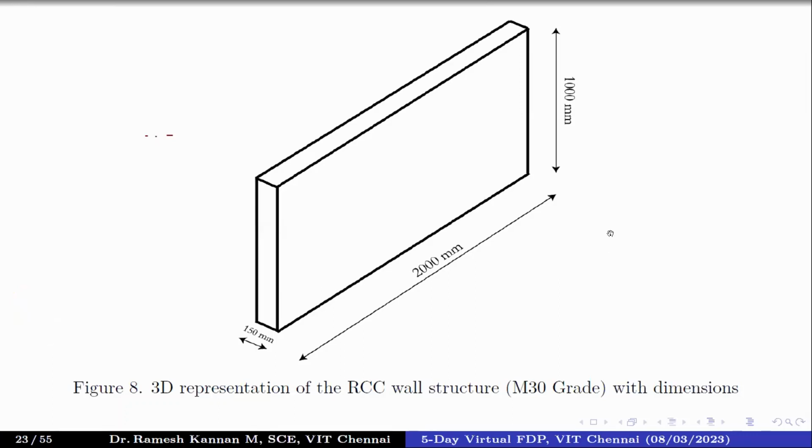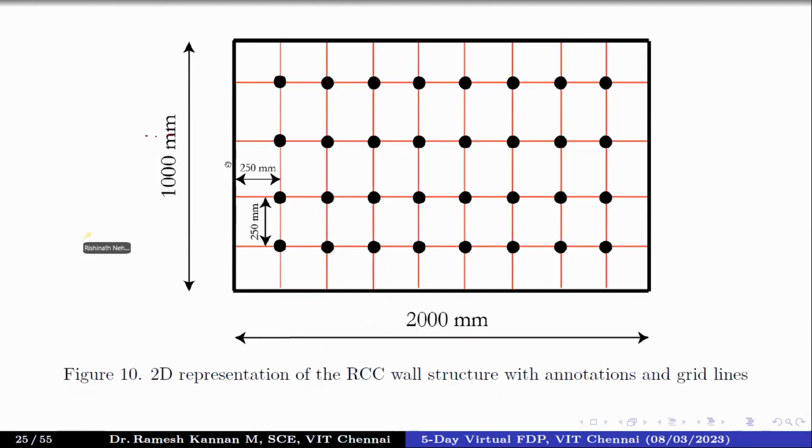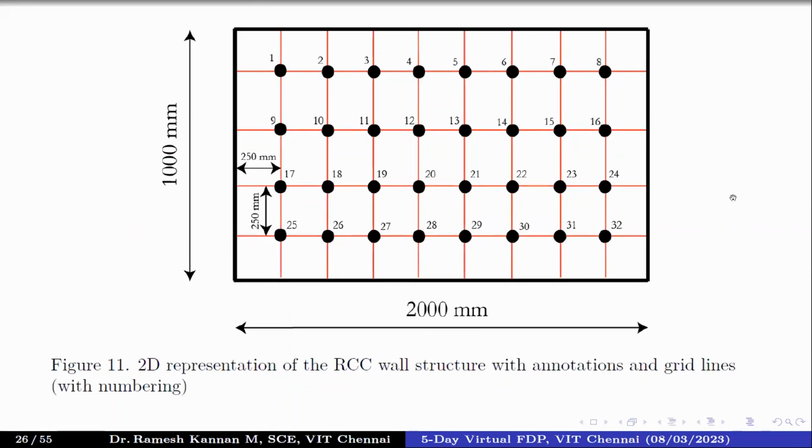Right? So this structure of 1 meter by 2 meter, 150 mm thick, is a planar surface. It's a wall structure, and we'll divide it into grids of equal spacings, say 250 mm. The intersection of the grids is the point at which we'll understand the compressive strength of this whole structure, right? So for this example, we have got 32 grid points.